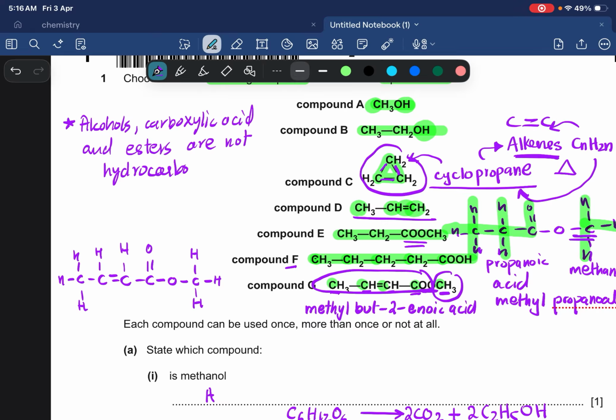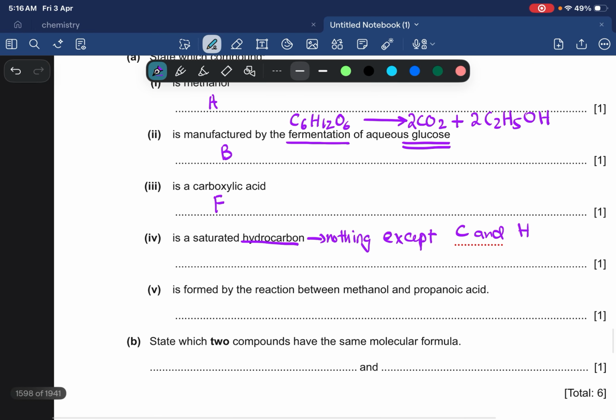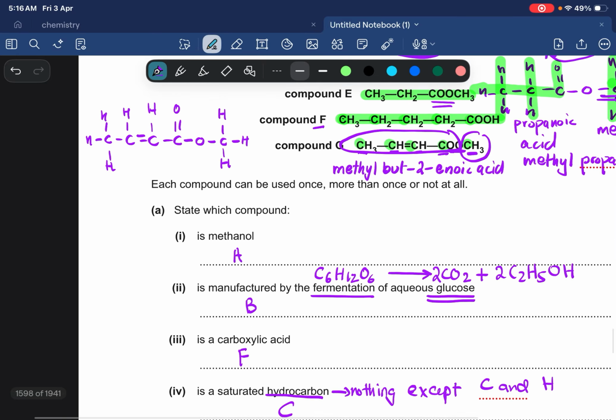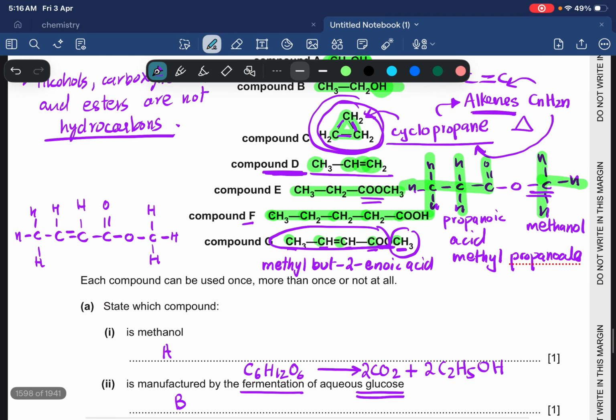Why are they not hydrocarbons? Because they contain oxygen. Achha. So now this is the saturated hydrocarbon because it has all single bonds. This is also hydrocarbon D, but it is unsaturated. So C is my saturated hydrocarbon. Methyl propanoate, the ester we were talking about, is formed by the reaction between methanol and propanoic acid. Where is methyl propanoate? This compound F is my acid, compound E is my methyl propanoate.